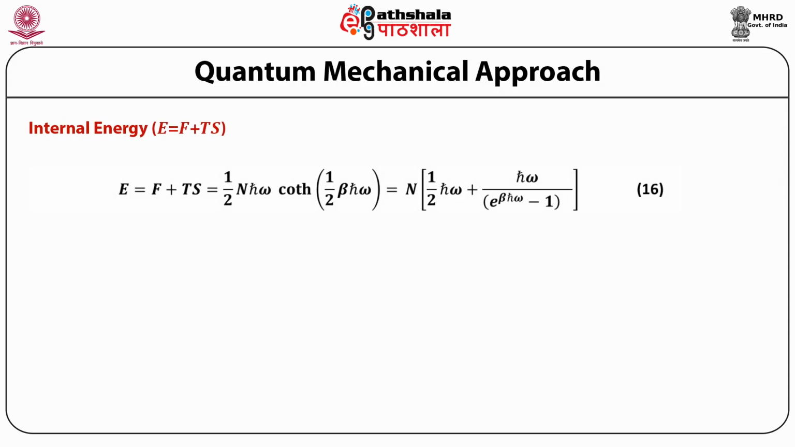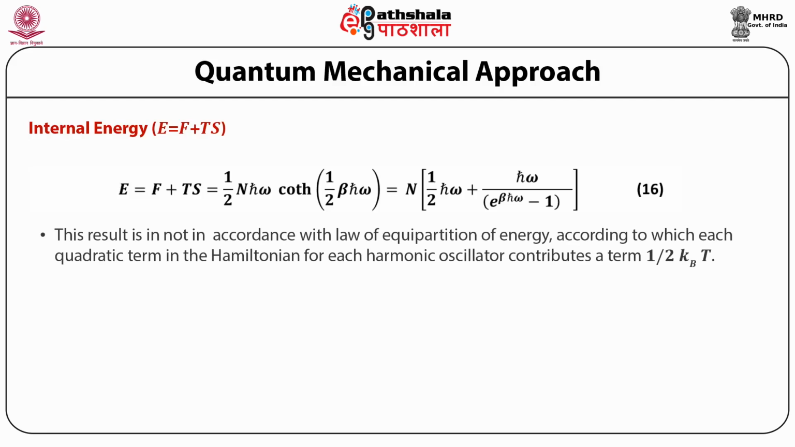Internal energy E, which is equal to F plus TS, can now be written as half N h bar omega coth of half beta h bar omega, which is equal to N times half h bar omega plus h bar omega divided by e raised to the power beta h bar omega minus 1.